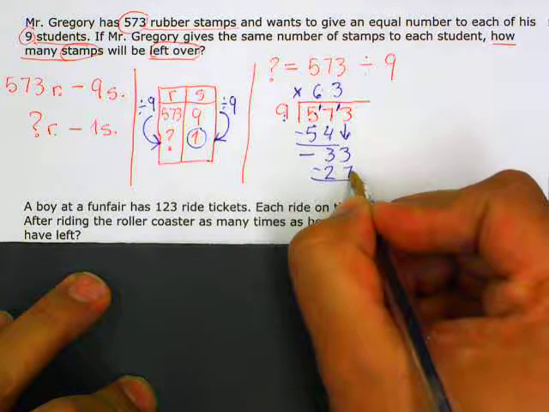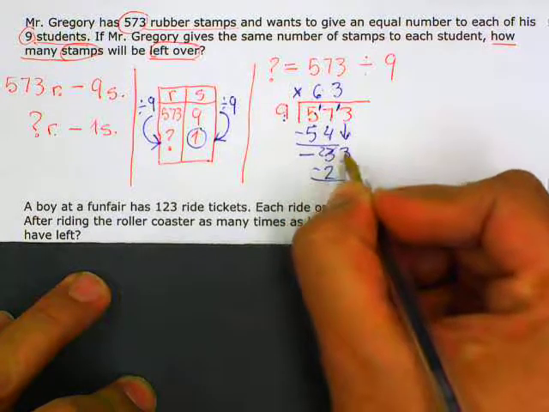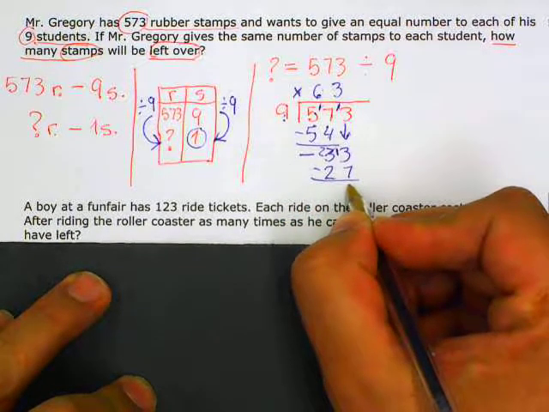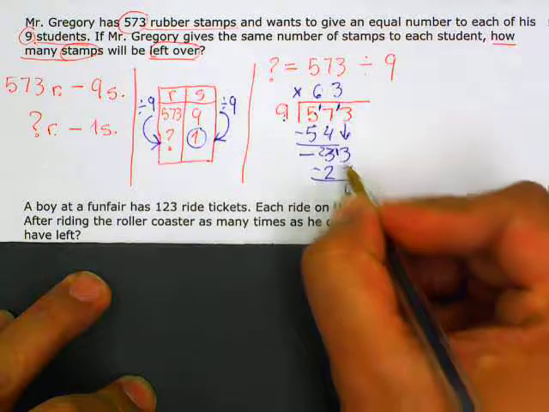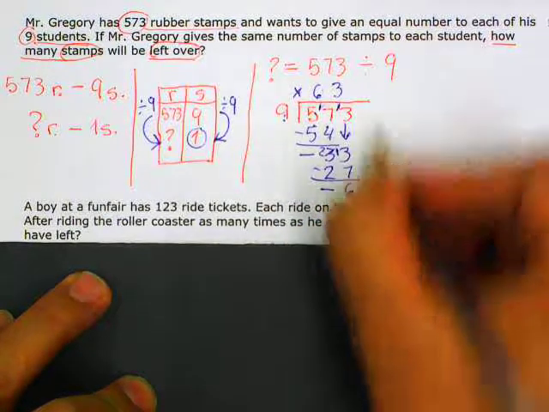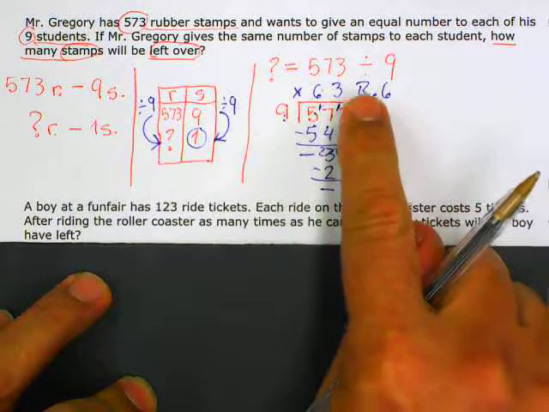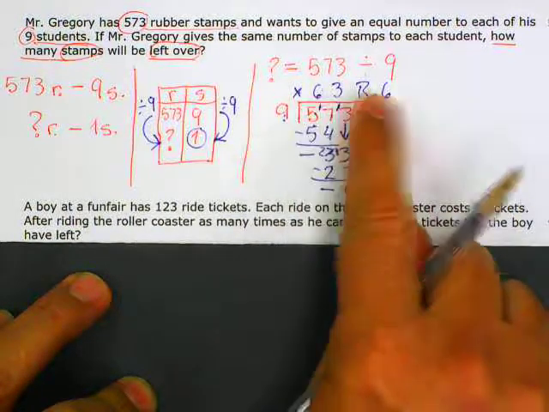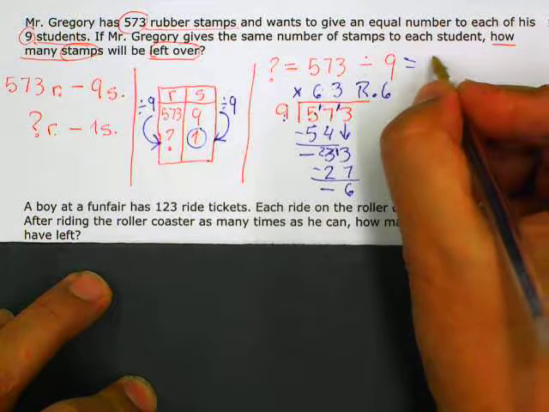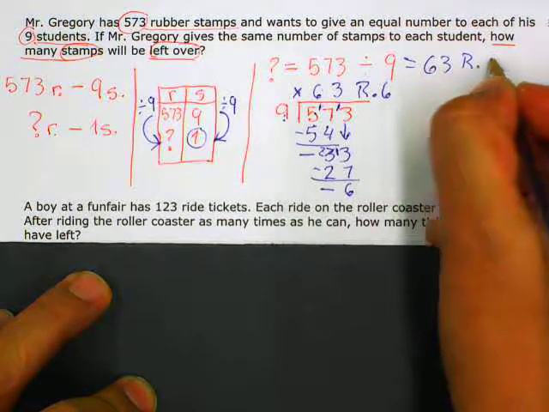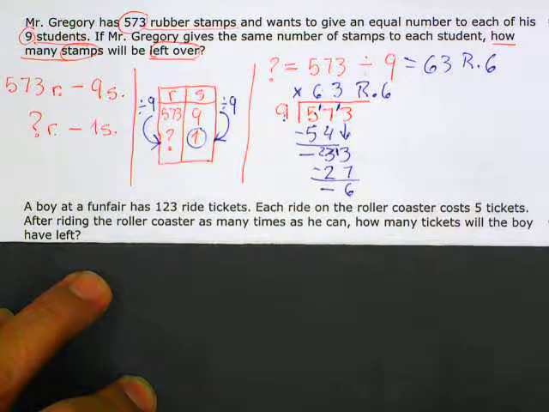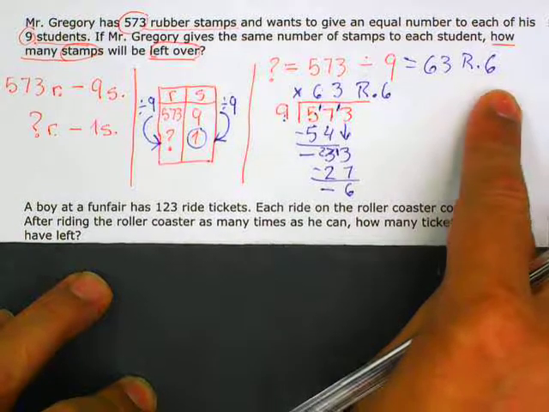3 minus 7, I need to regroup. 13 minus 7? 6. 2 minus 2? 0. So my remainder is 6. Okay, my answer is not 63, or 63 with a remainder of 6. I need to go back to the question.